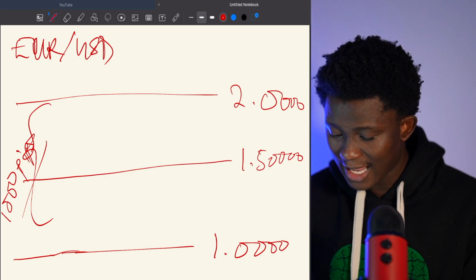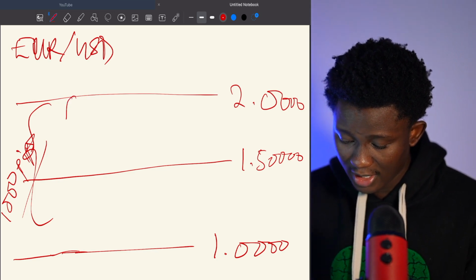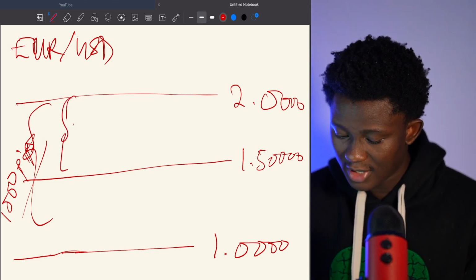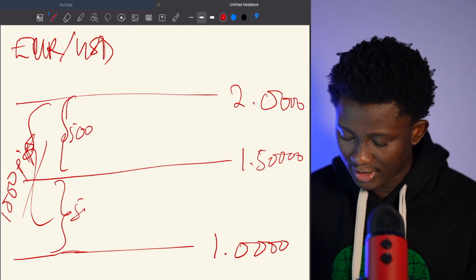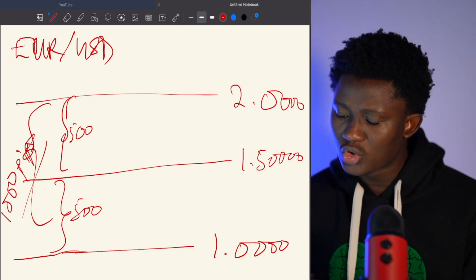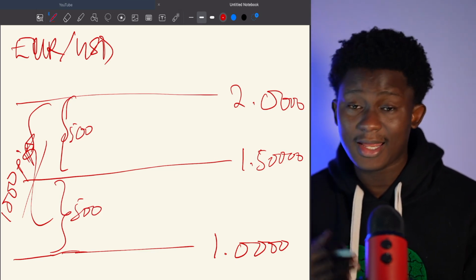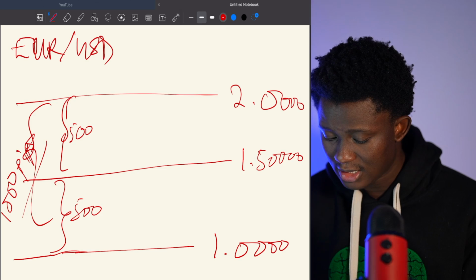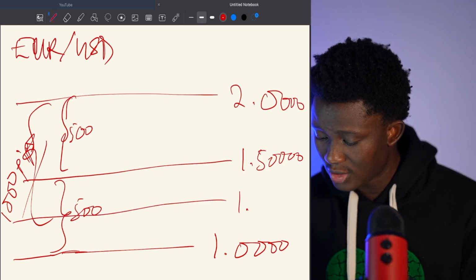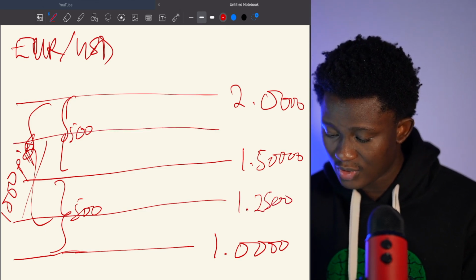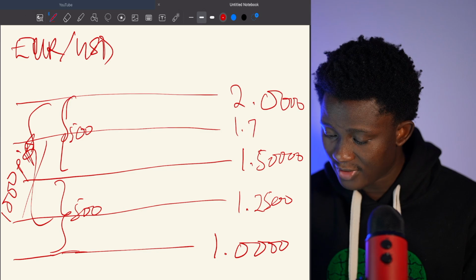Now you can also understand that at that point, this range right here is made up of what? A 500 pip range, and then the one right here also is what? 500 pip range, right? Now we go on to divide the 500 into equal halves again, right? That puts us into dividing this range here, which is going to be what? 1.2500, and then we have another range here which is going to be what? 1.75.